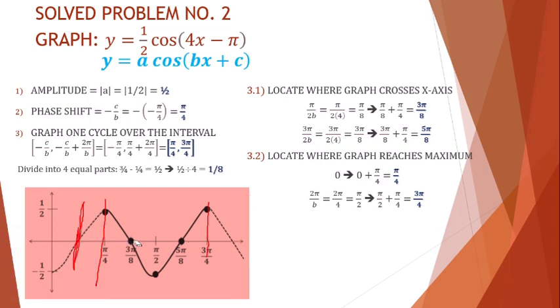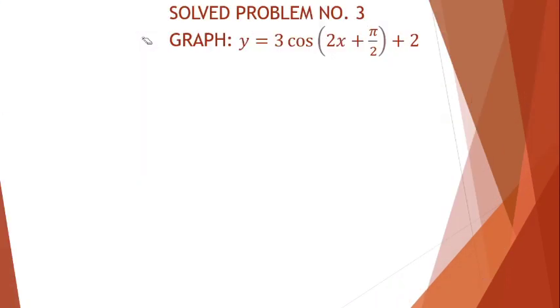Then the 3 pi over 8 crosses the x-axis, and pi over 8, sorry. And this one, pi over 4, reaches maximum, so it goes up, right, since our A is positive. So that's how it looks. Next, solve problem number 3.